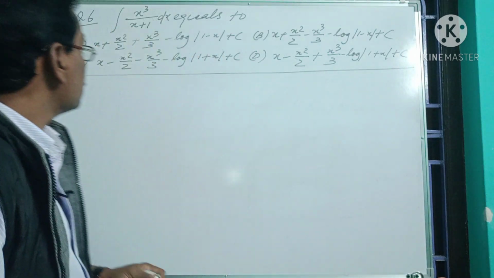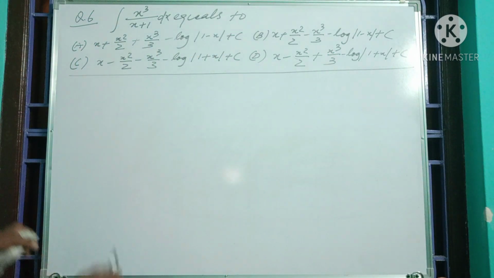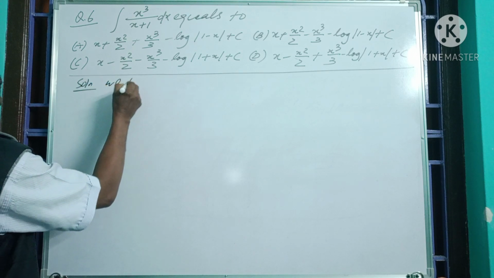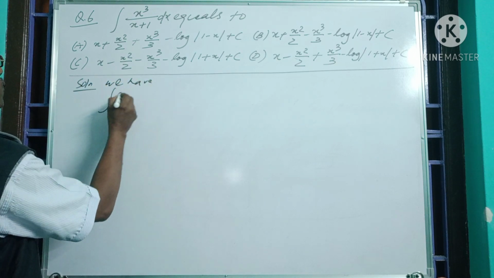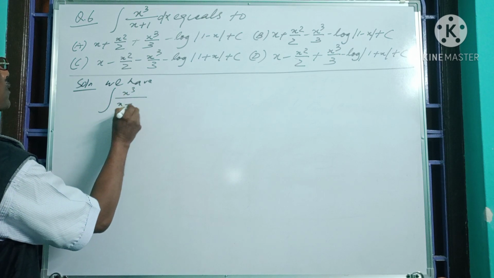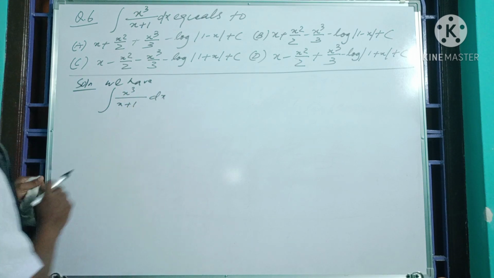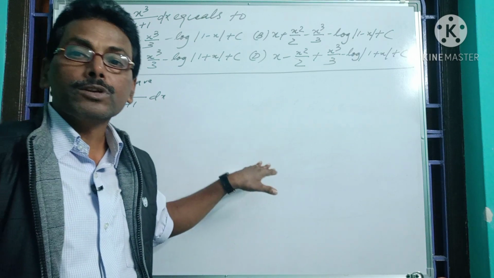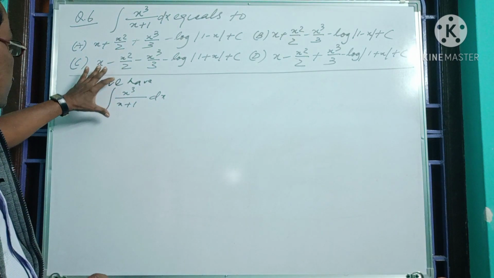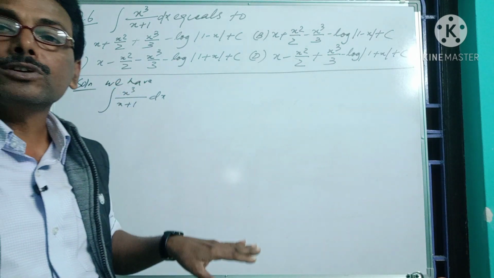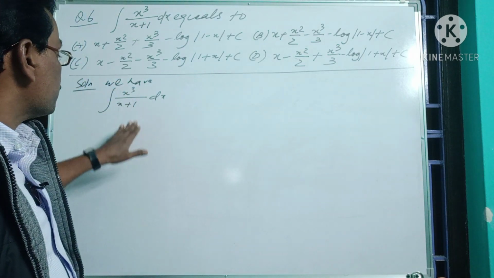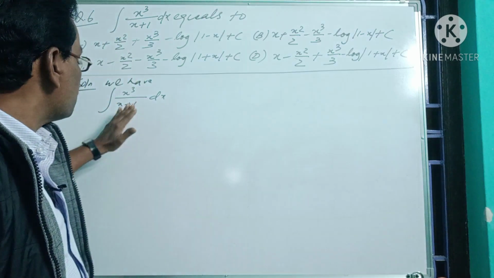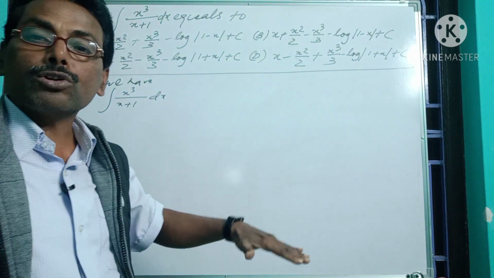So let us start solving the problem. We have the solution like this: integration of x cube by x plus 1 with respect to x. Here we see that the integrand is in rational function form. It is an improper rational function, so it is not in standard form for integration. So let us make an adjustment so that the integrand can be transformed into the formula form or standard form for integration.